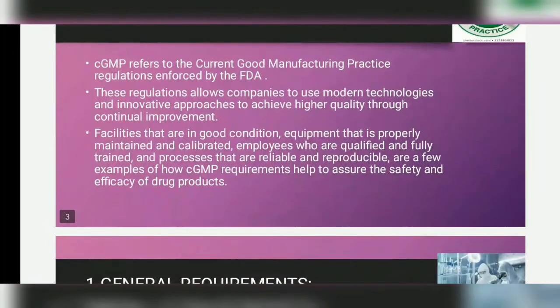So CGMP, as I told you, refers to the current good manufacturing practice regulations, and that is enforced by the FDA. What is FDA? FDA is Food and Drug Administration. So CGMP regulations are enforced by the FDA. And these regulations allow companies to use modern technologies and innovative approaches to achieve higher quality through continual improvement.